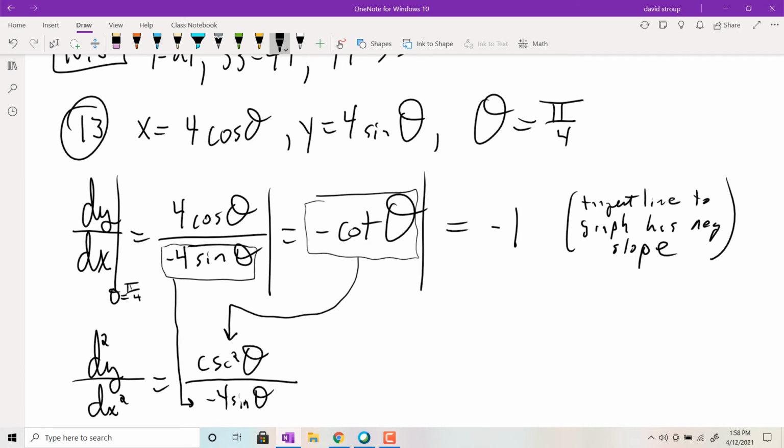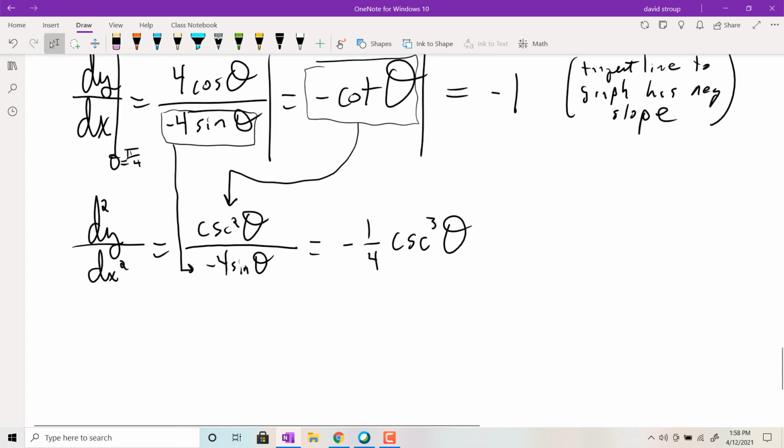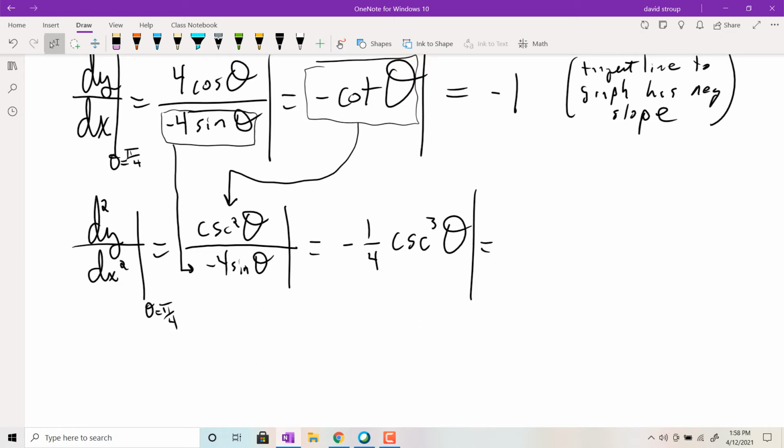1 over sine theta is just another factor of cosecant. So what you end up with is negative 1/4 cosecant cubed theta. And then we want to evaluate this at pi over 4. So again, pi over 4. So you get negative 1/4.